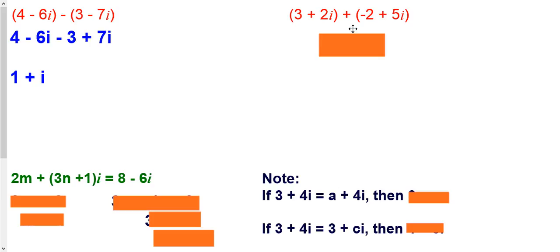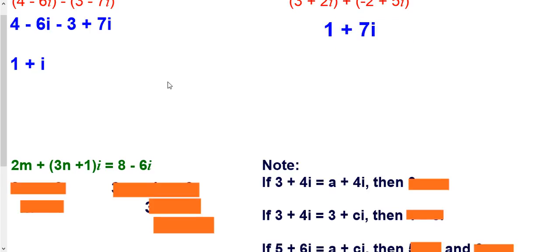Here we're dealing with addition in between our parentheses, so you don't need any parentheses, so you just collect your like terms, 3 and negative 2. Your 2 of the i's and your 5 of the i's gives you 7 of the i's.